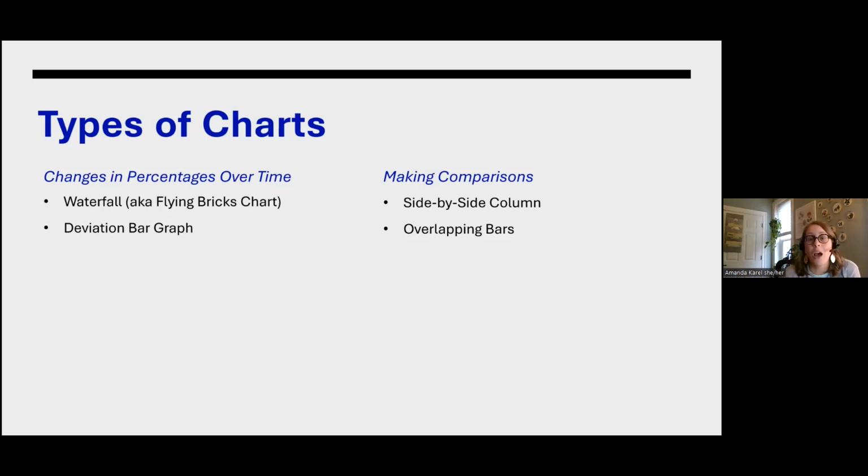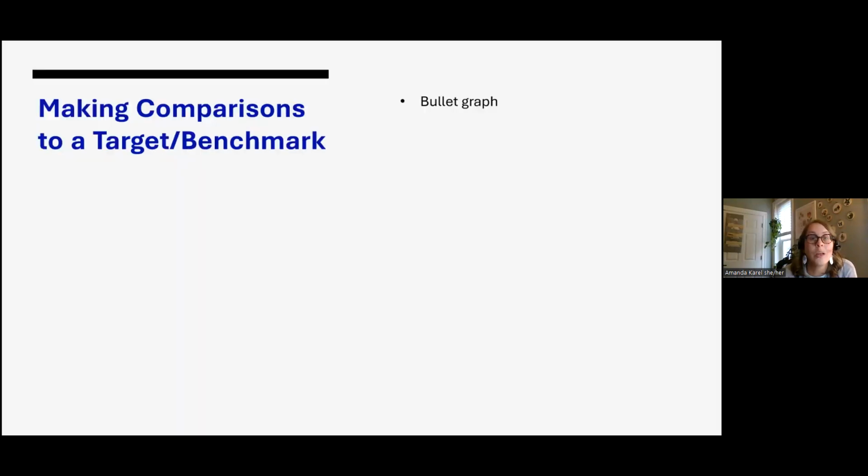Today, we're going to pick back up with the charts that are good at helping you make a comparison. When you're making a comparison to something, maybe how things have changed in your own library's history, or an internal goal set by your library, or an external benchmark, both side-by-side columns and overlapping bar charts are really good for those types of comparisons. But to really get some bang for your buck, so to speak, you might want to consider a bullet graph. And that's the type of chart we're going to pick up with next.